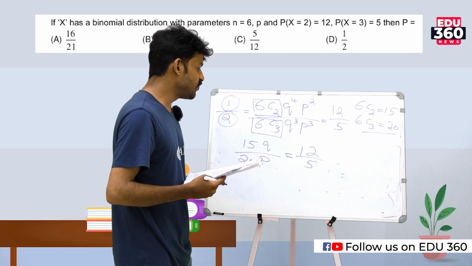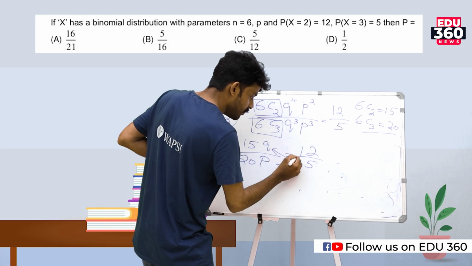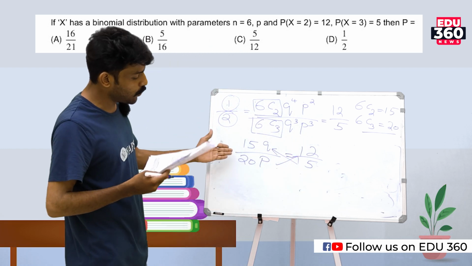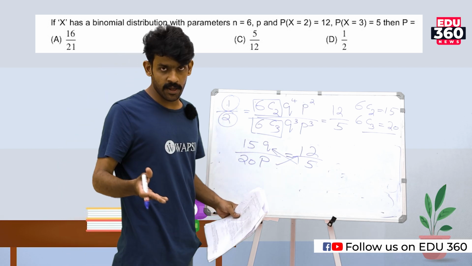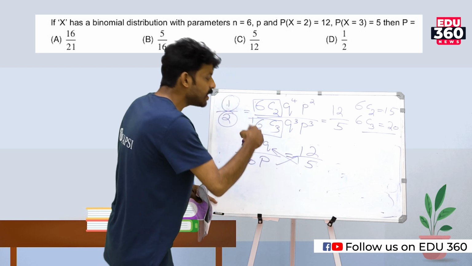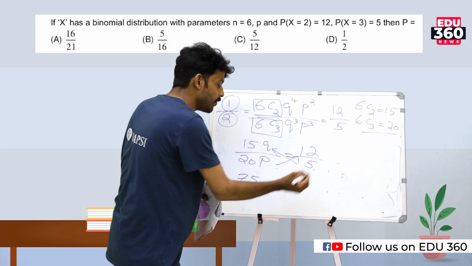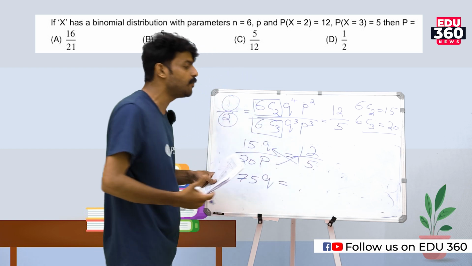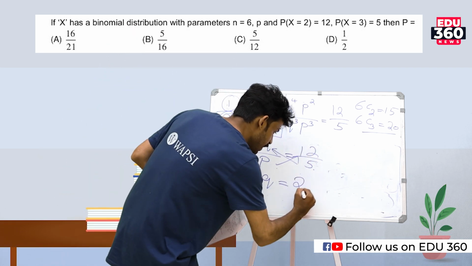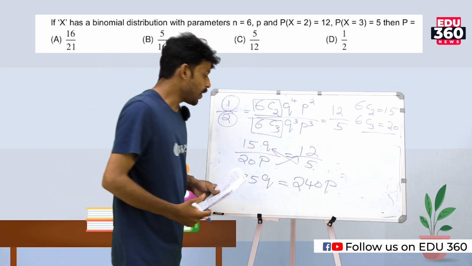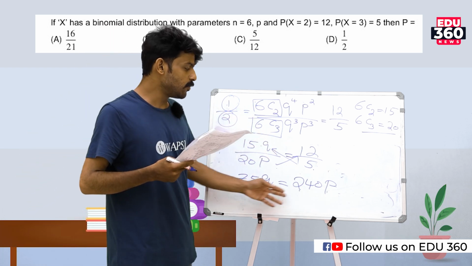Because it's not possible to divide. So in the next step, just cross multiply here. That is 15q into 5 and 12 into 20. 12 into 20 means 240. 15q into 5, the value is 75q, will be equal to 20p into 12. 20p into 12 means 240p. So we got an answer like 75q is equal to 240p.